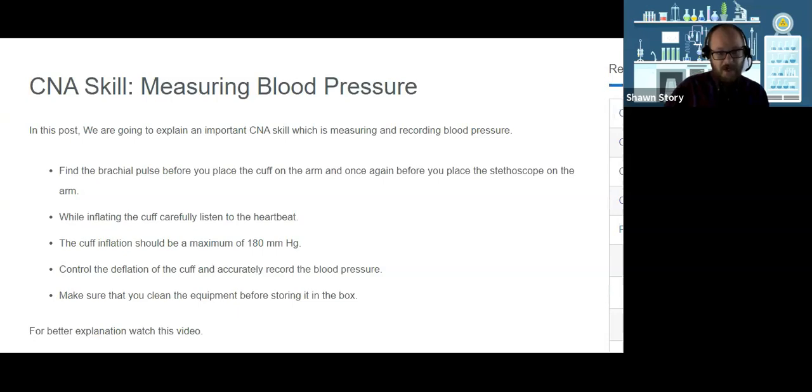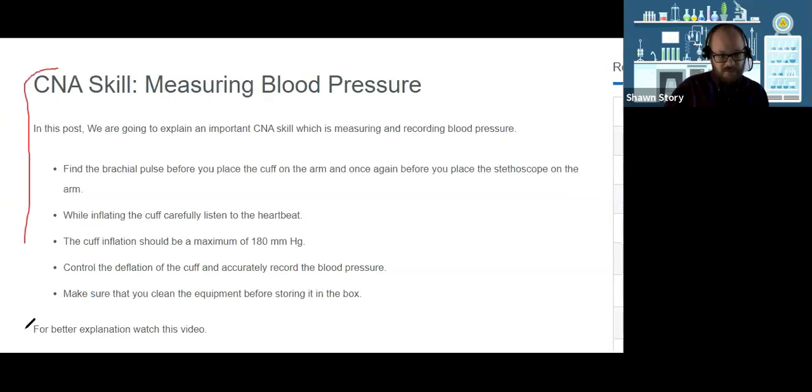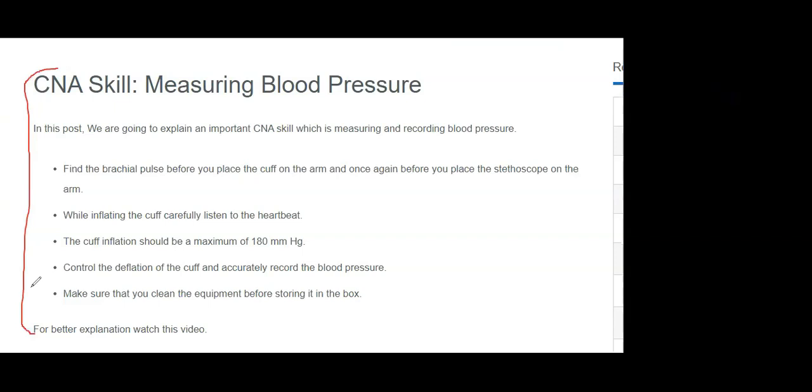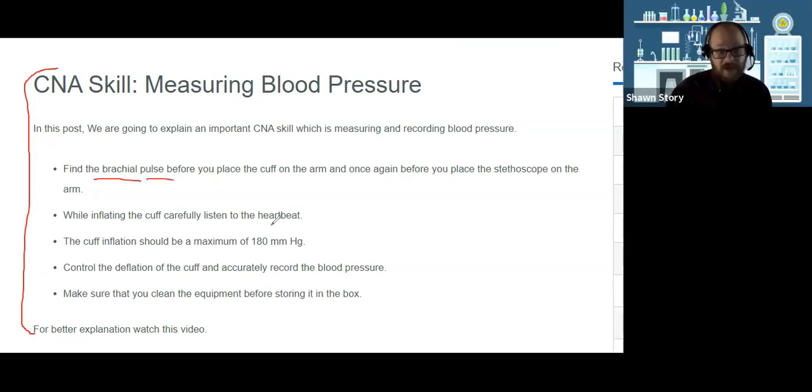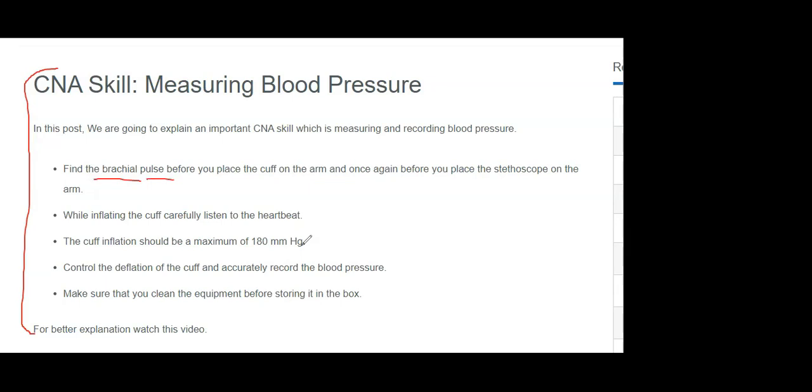Let's look at this skill. All right, measuring blood pressure. Who could read this procedure for us? I'll read it. All right, go ahead. In this post, we are going to explain an important CNA skill, which is measuring and recording blood pressure. Find the brachial pulse before you place the cuff on the arm, and once again before you place the stethoscope on the arm.